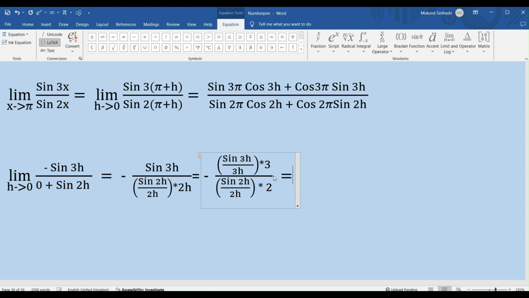So now we have the answer. As h tends to 0, the first part, which is the numerator, will become minus 3, and the second part, which is the denominator, will be a 2. So the answer for this is minus 3 by 2.